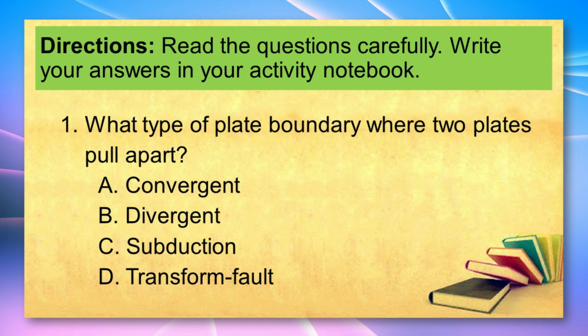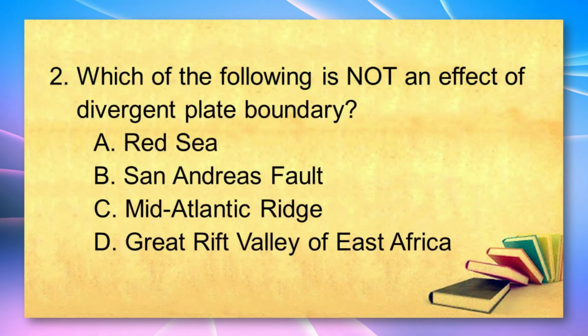1. What type of plate boundary were two plates pulled apart? A. Convergent. B. Divergent. C. Subduction. D. Transform fault. 2. Which of the following is not an effect of divergent plate boundary? A. Red Sea. B. San Andreas Fault. C. Mid-Atlantic Ridge. D. Great Rift Valley of East Africa.